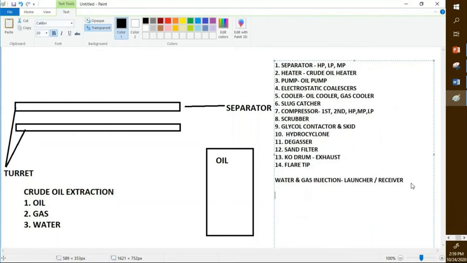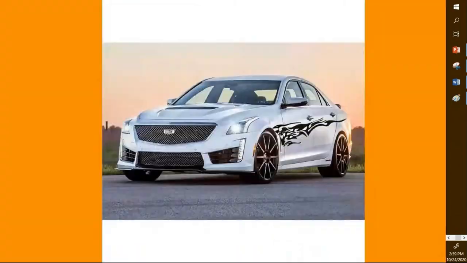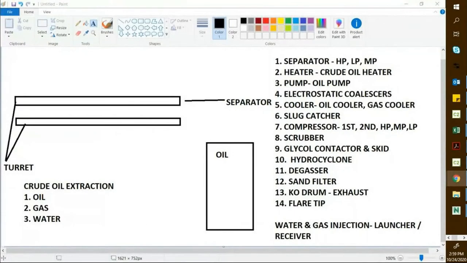And then, most probably these are the main equipments we have to know. Based on that only, the separation list will be there, as per the topics you mentioned, through which I got the topic details. You mentioned some topics, right?